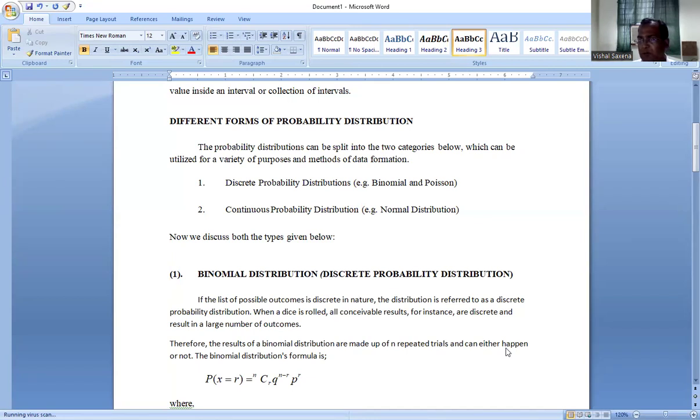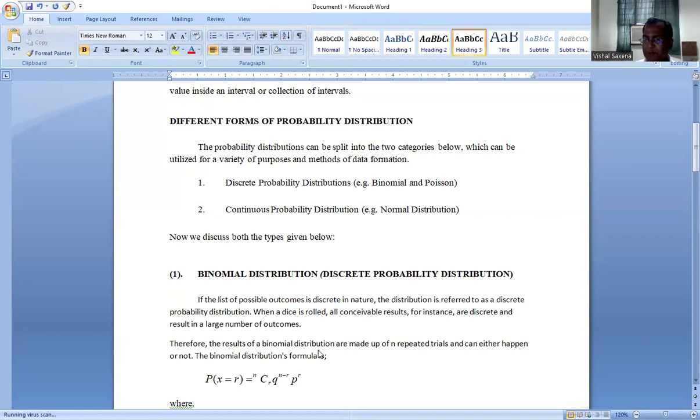But when we take two dice and roll them together, there will be 36 possibilities, 6 into 6. As we already know, these 36 are a finite number of values, so this is again an example of a discrete probability distribution. Now, for the binomial distribution, let us see what the formula is.